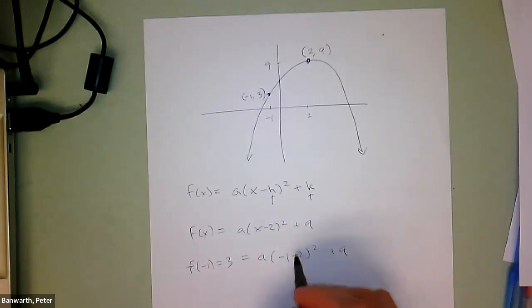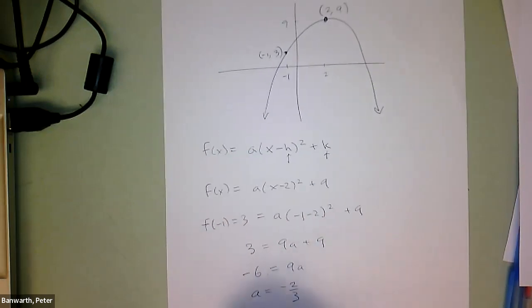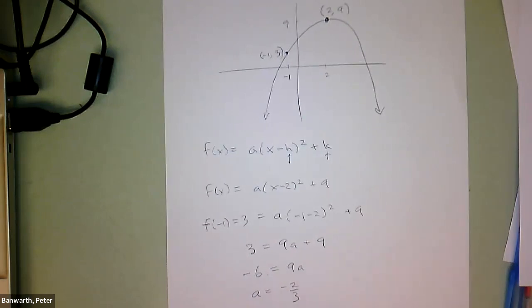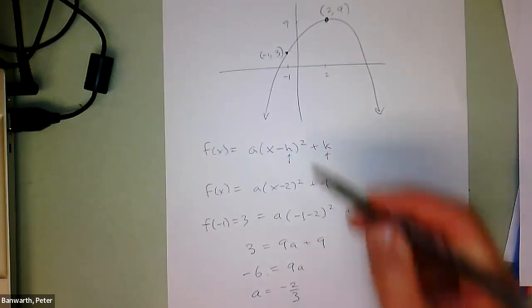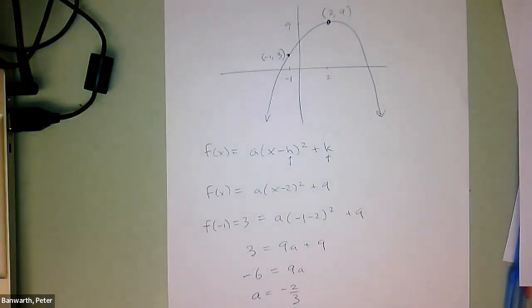That happens to be 3 equals 9A plus 9. Subtract that over, -6 equals 9A. So A equals -2/3. So my formula is -2/3 times x minus 2 squared plus 9. This -2/3 makes sense because it opens down. And that's the end of 5.2.